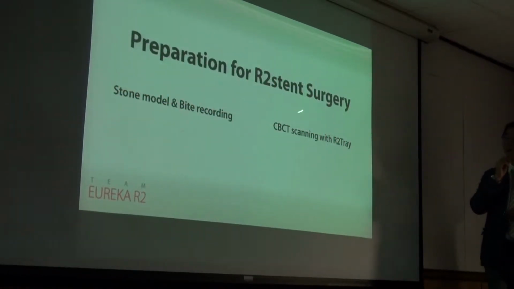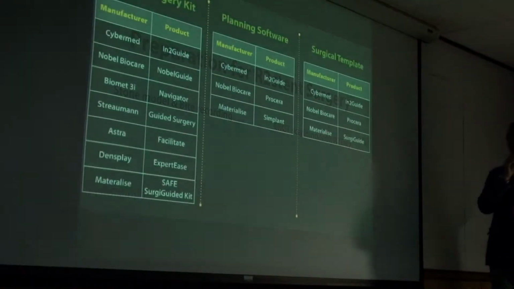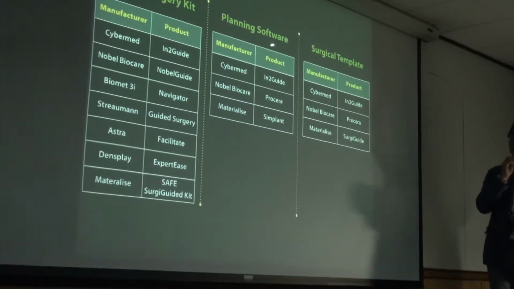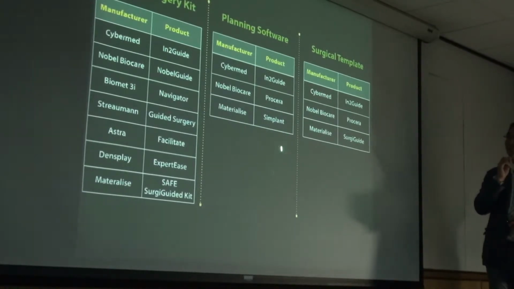How about the preparation for guided surgery? Simple. Take an impression and apply a stone model and bite recording. And the other thing is the CBCT scanning. After that, at the patient's second visit, you can do surgery. So in the world, there are a lot of guide systems and programs and surgical templates.